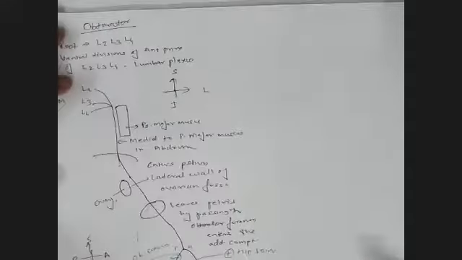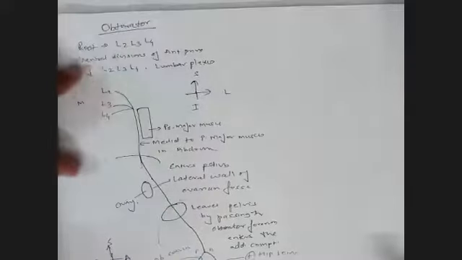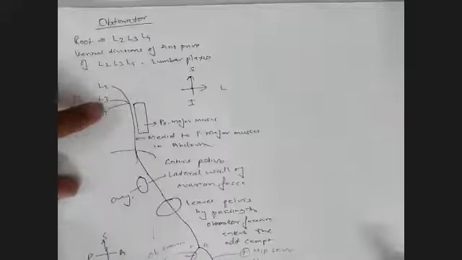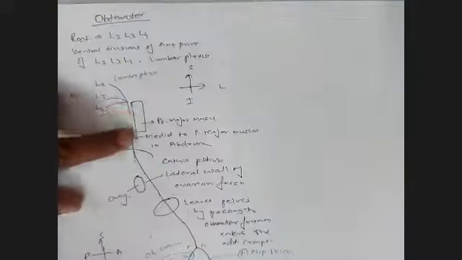Okay. So we'll again revise the obturator nerve, which has a root value of L2, L3, L4. It arises from the ventral divisions of the anterior primary rami of L2, L3, and L4, some of the lumbar plexus. It starts from the lumbar plexus. Runs along the medial wall of the psoas major. That's the course in the abdomen.